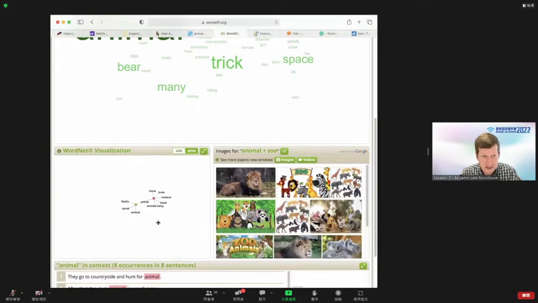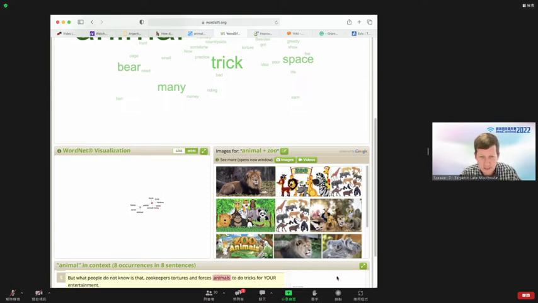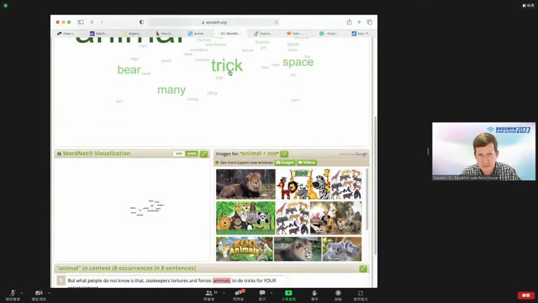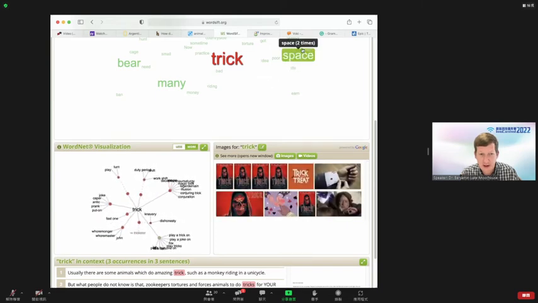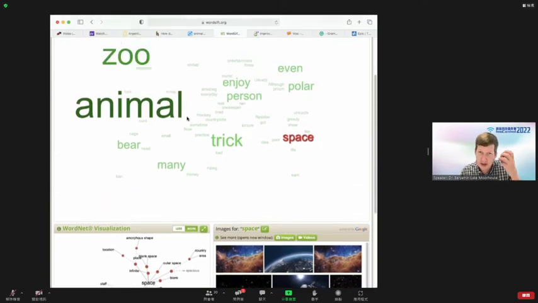It also helps us to visualize the words. It can make connections for us so we can learn the relationships between that word and other words. It also shows us the sentences the words appear in and images to help us understand those words. We can click on another one and different pictures come up. Then we can see this relationship here and learn this. All this can help us to make connections in our head to help us understand the words.